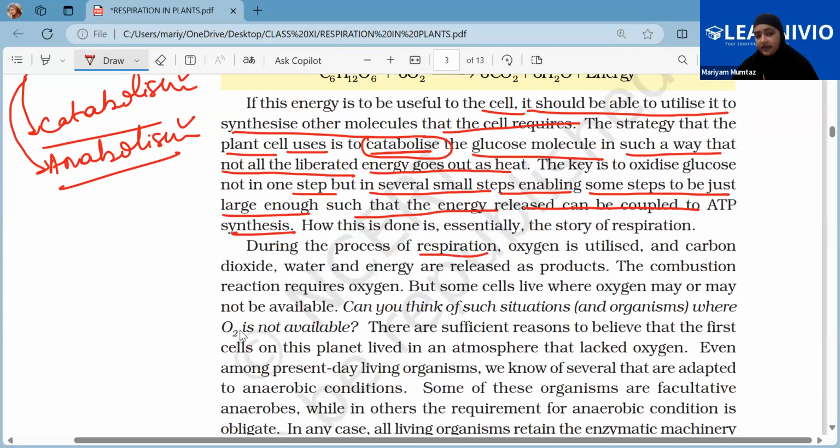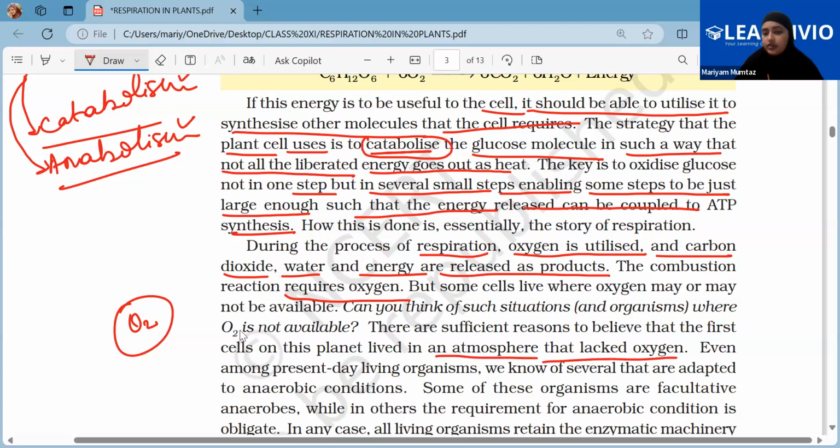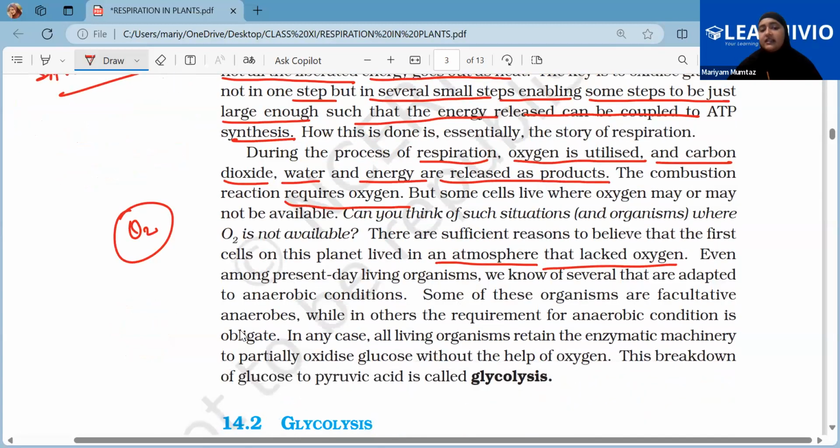During the process of respiration, oxygen is utilized and carbon dioxide, water, and energy are released as products. The combustion reaction requires oxygen. We know because combustion happens in the presence of O2 only. Some cells live where oxygen may or may not be available. Now, there are sufficient reasons to believe that the first cells on this planet lived in an atmosphere that lacked oxygen. Even among present day living organisms, some are adapted to anaerobic conditions.